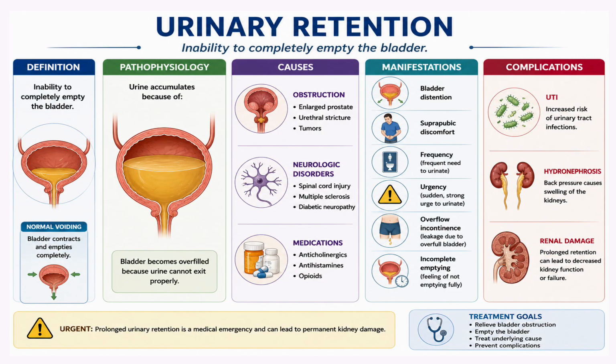This image over here illustrates urinary retention and its consequences. When urine cannot leave the bladder normally, pressure increases throughout the urinary tract, and over time, the bladder will stretch, urine will back up into the ureters and kidneys, and hydronephrosis could develop. Now, if the obstruction is not relieved, kidney damage can become permanent.